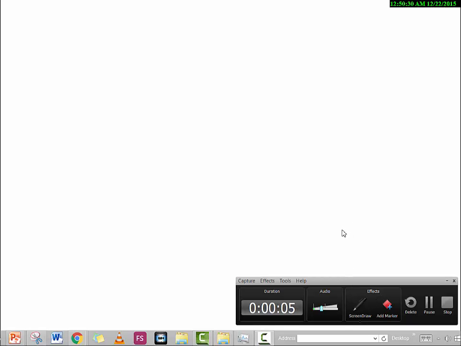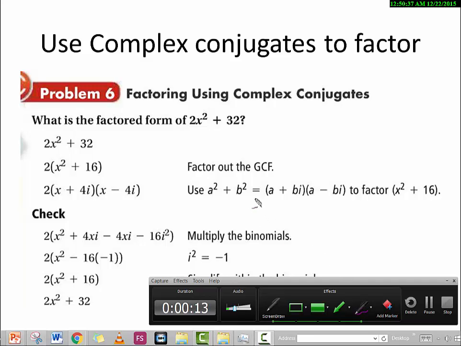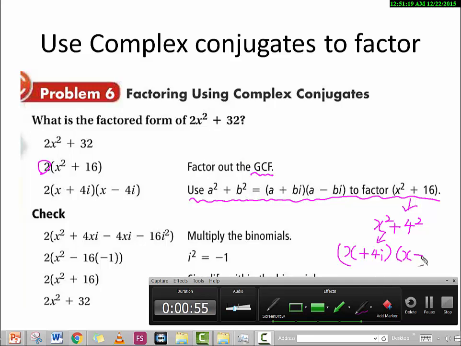We can also use complex conjugates to do factoring. So here's the example. They ask you to factor 2x squared plus 32. The first step that you want to do is to find the greatest common factor. In this case, it is 2. So by factoring out, we got this expression, 2 times x squared plus 16. And then we make use of this formula to factor x squared plus 16, because x squared plus 16 we can change to x squared plus 4 squared. So we can change it to x plus 4i according to the formula, x minus 4i. That's what I have here. Then we're done.